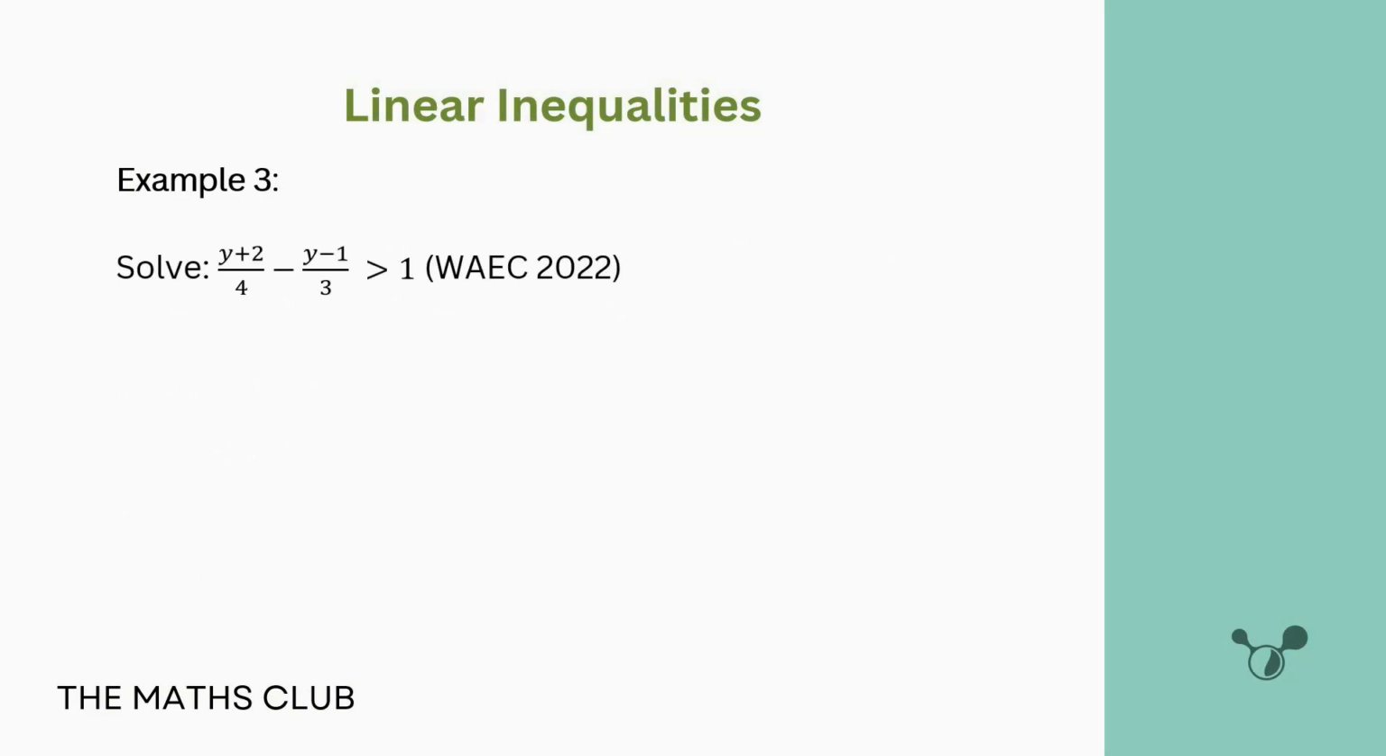Example 3 states that we should solve the inequality (y + 2)/4 - (y - 1)/3 is greater than 1. I want you to pause the video and try this out. This is from my 2022. Welcome back. I believe you've solved it, so let's solve it together.